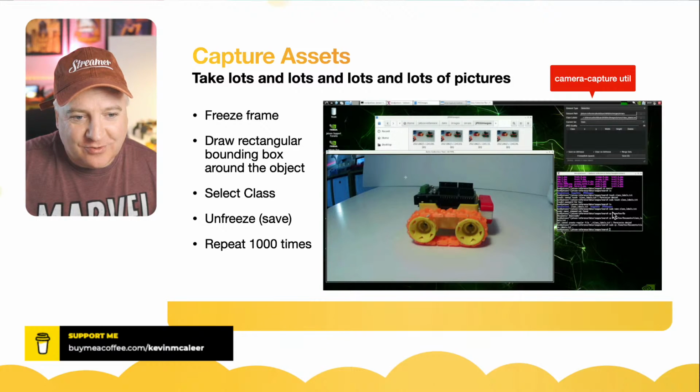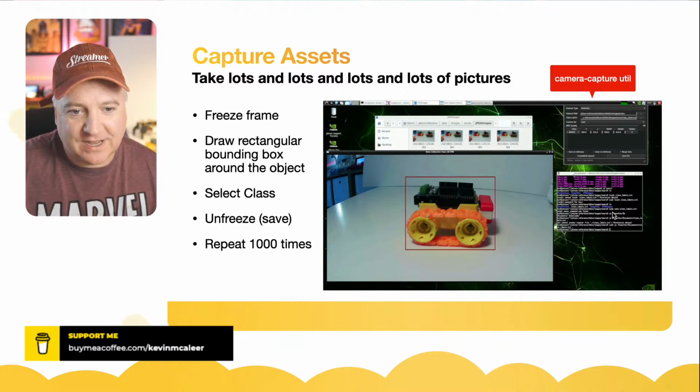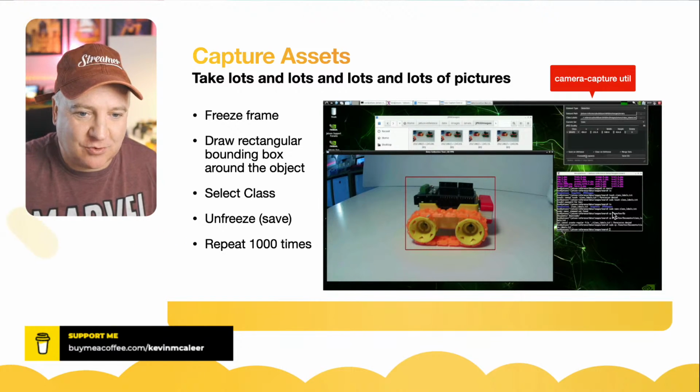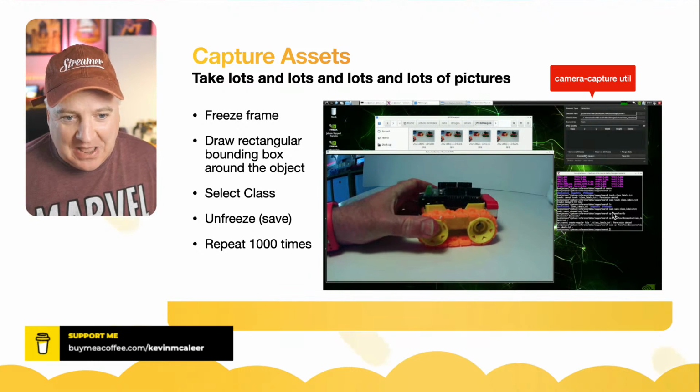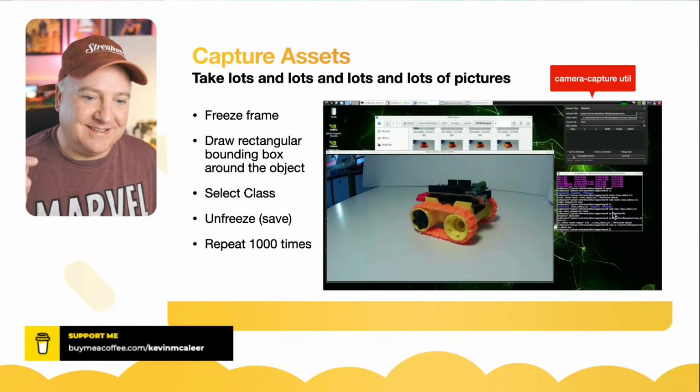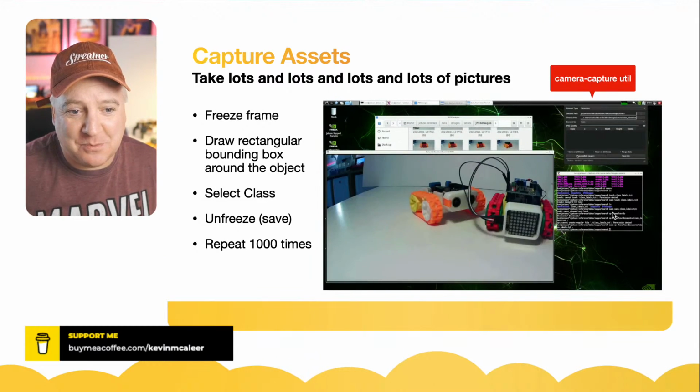Then go back, draw the rectangle around it. Then you go up to the top right, you say what kind of object it is. So this one's a SMARS robot. You unfreeze the frame. You then move the object again. You then go back, draw another rectangle. It's like stop motion animation.